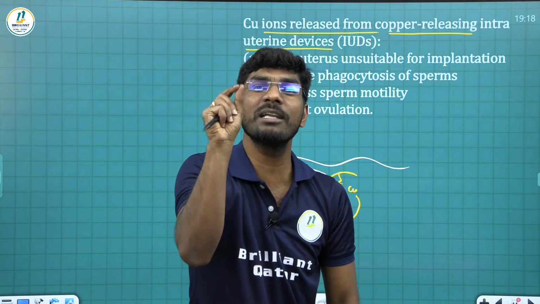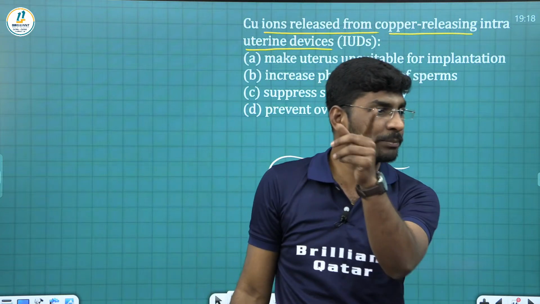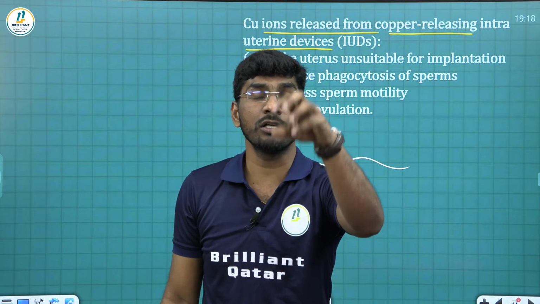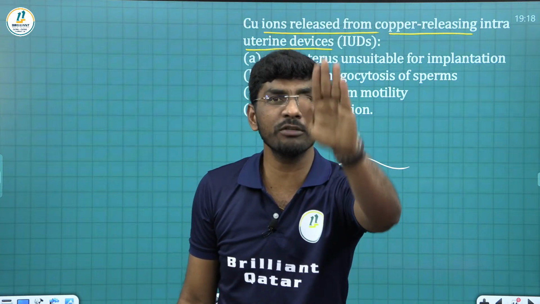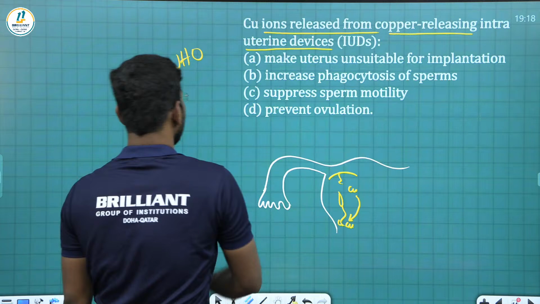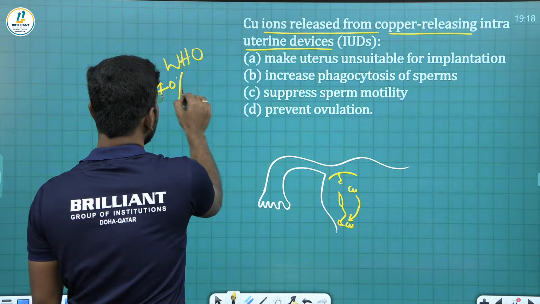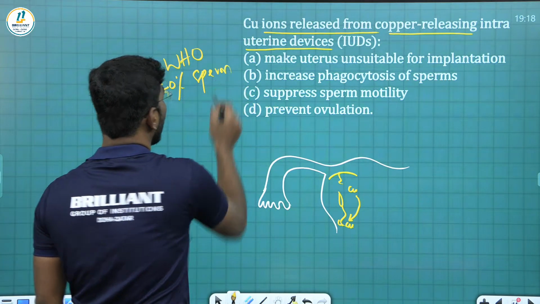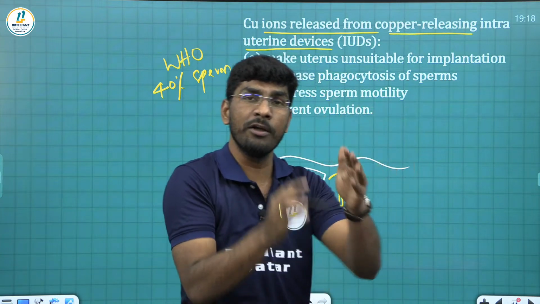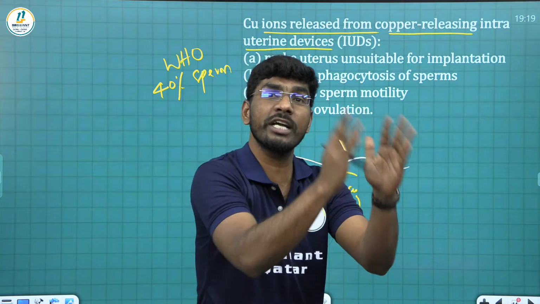So it suppresses the motility. So how many of you got it? Yes, very good, absolutely correct. Copper releasing IUDs suppress the motility of sperm. According to WHO, what we discussed, at least 40% of sperm motility, what, beta? Normal. 40% of morphology should be normal. 40% motility should be straight and normal.